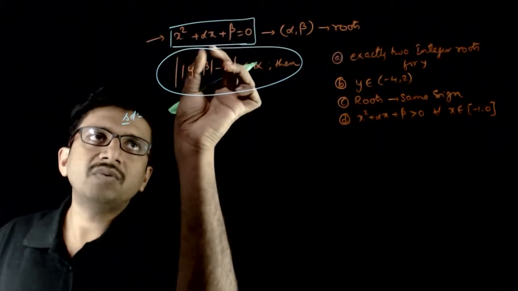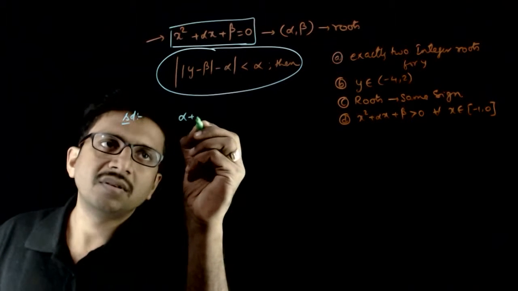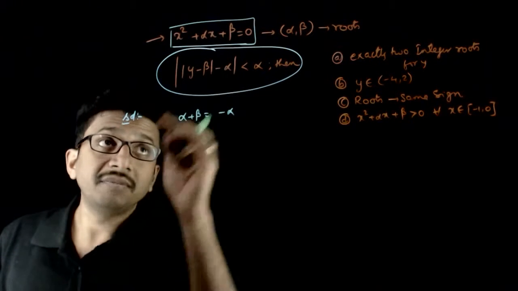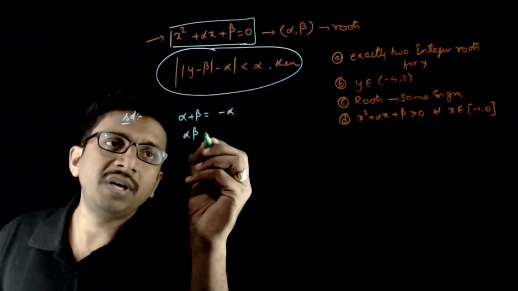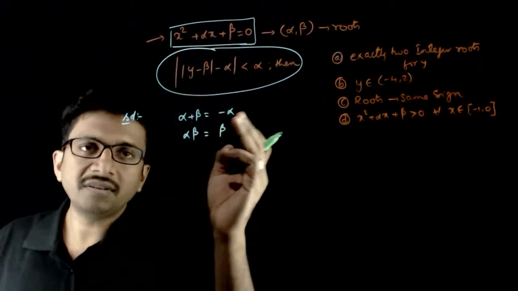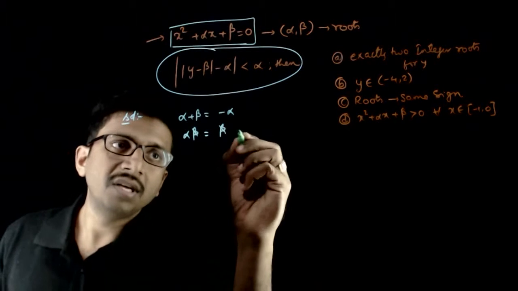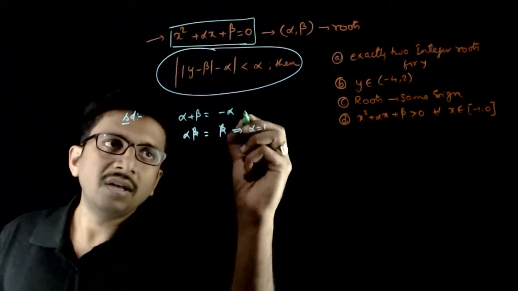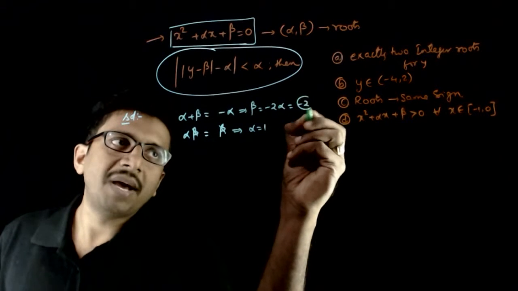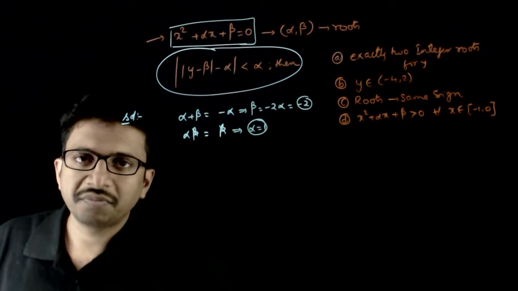First, x square plus alpha x plus beta is equal to 0 has roots alpha and beta. So what is the sum of the roots? The sum of the roots should be equal to minus alpha, that is alpha plus beta is equal to minus alpha, and the product of the roots alpha into beta is equal to c by a, which is beta. Minus b by a is minus alpha, c by a is beta. So this beta gets cancelled because it's given that alpha and beta are non-zeros. So this implies alpha has to be equal to 1, and from this equation beta should be equal to minus 2 alpha, which is equal to minus 2. So you have alpha is equal to 1 and beta is equal to minus 2.